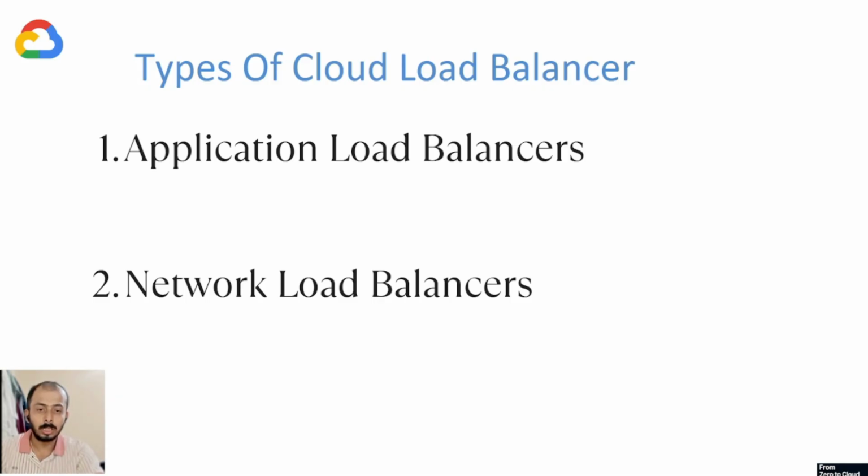And the network load balancer, on the other hand, works at layer 4, the transport layer. It deals with raw network traffic like TCP, UDP, and SSL, making it faster and ideal for systems that need low latency, like gaming servers or VPN gateways. Unlike the application load balancer, it doesn't inspect the content of the request. It simply distributes packets efficiently across backend servers.